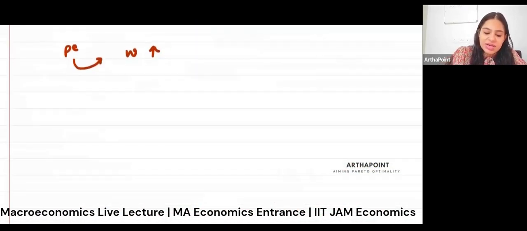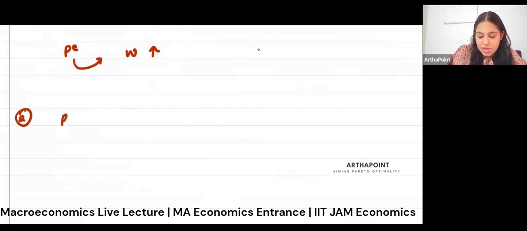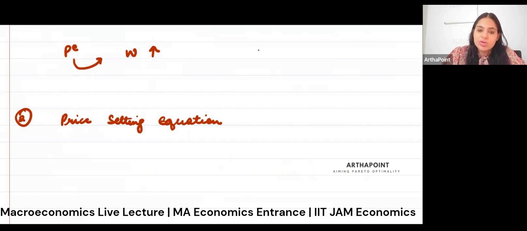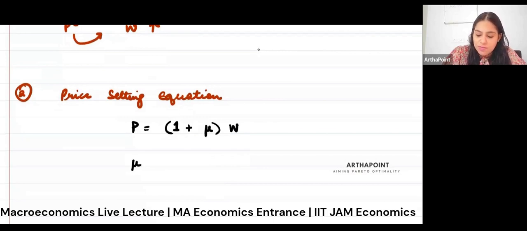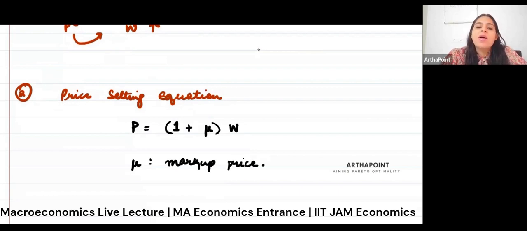Now, let's go to the second kind of relation, which is called the price setting equation. The price setting equation can be written as P is equal to (1 plus mu) into W. This mu here is the markup price, as you know from microeconomics. Markup is like a profit to the firms. It's like a profit to the producers.